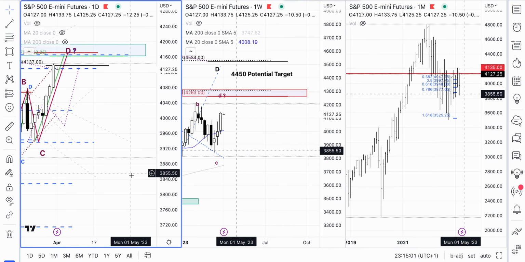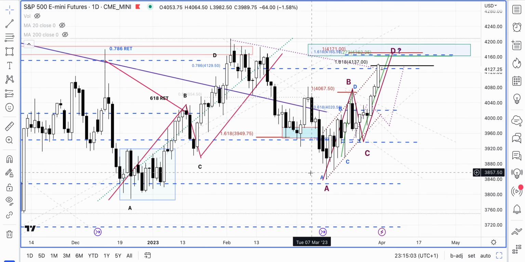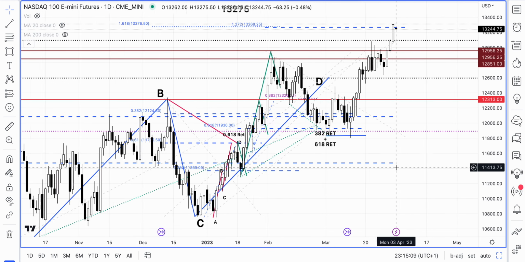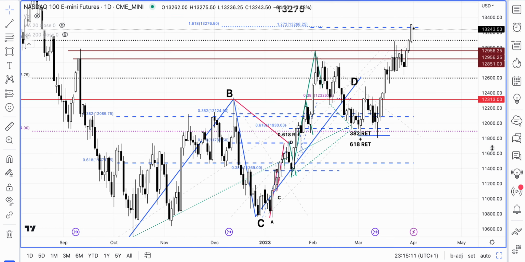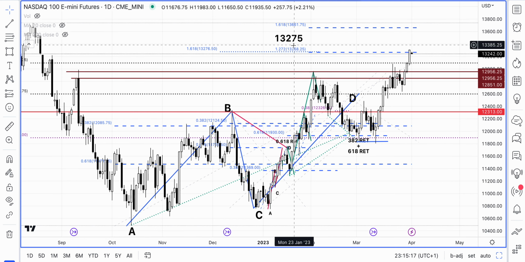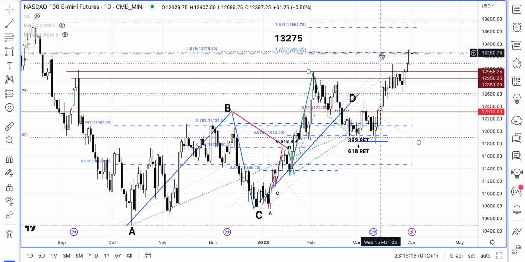Now moving back to the daily chart, and we'll just take a look at the NQ. So guys, there we go. If you remember, we had been calling for this 13,275 level for quite some time, and this is where the price went last Friday. Exactly there it went to this level. In fact, a little bit higher, 13,290. The high was actually 13,311, and the closing was 13,308.